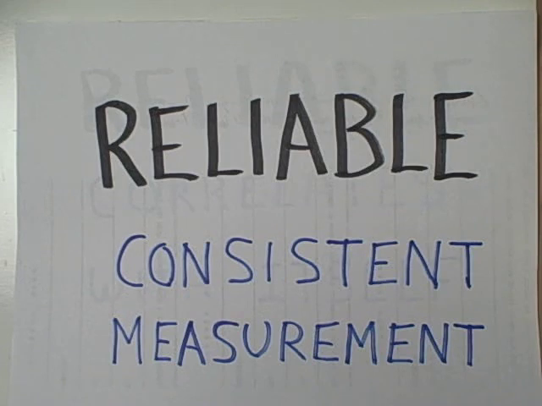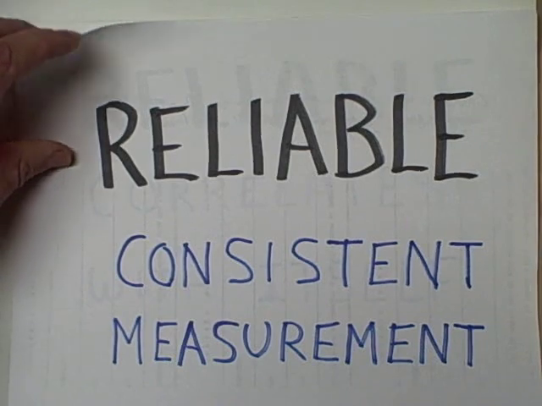Today we're talking about reliability in psychological measurement. When we say that a given measure of a variable is reliable, we do not mean to imply anything about validity, whether or not it actually measures what it is supposed to be measuring. Reliability only means consistency of measurement.